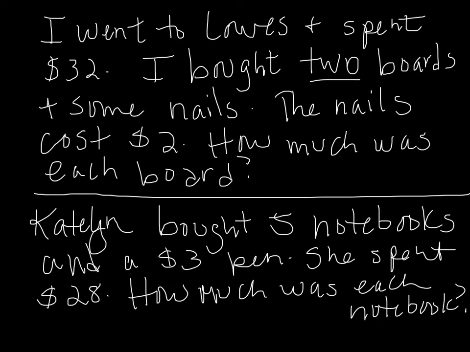Your second problem: Caitlin bought 5 notebooks. Each of those notebooks was equally priced. Caitlin bought 5 notebooks and a $3 pen. She spent $28. How much was each notebook? So what are you going to let the pawn be? And go ahead and solve those, okay?